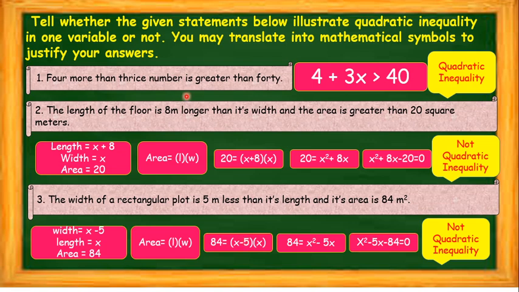We only got the number 1 example as an inequality, but I think this is not a quadratic inequality. It is just an inequality because there is no highest exponent of 2. It is not quadratic. It is just a linear inequality.